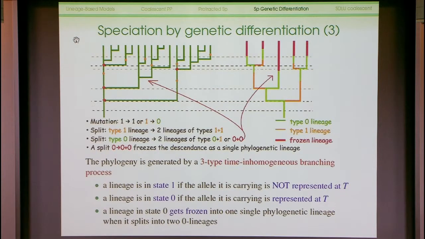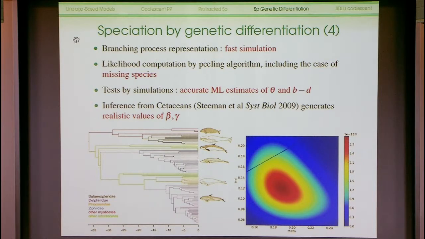But what we did is to represent, maybe I won't enter the details here, the phylogeny in terms of a three-type inhomogeneous branching process. And doing this and using a peeling algorithm, including the case of missing species, we were able to compute the likelihood of any given tree.